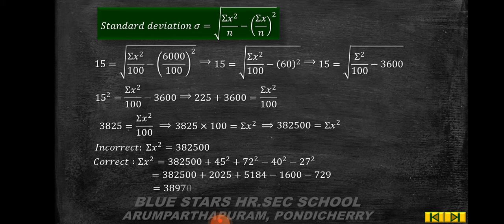You get the value of 3,89,707 minus 2,329. Therefore, the correct summation x square is 3,87,380.